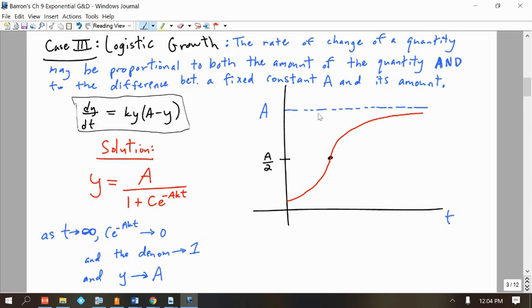So anyway, that limiting value A is the highest the graph could ever get up to. Notice at half of A is where the logistic curve changes concavity. It's where the rate of rates changes. So from time zero up to a certain point, the graph is concave up. That means that the rate of change is increasing. The second derivative is positive.